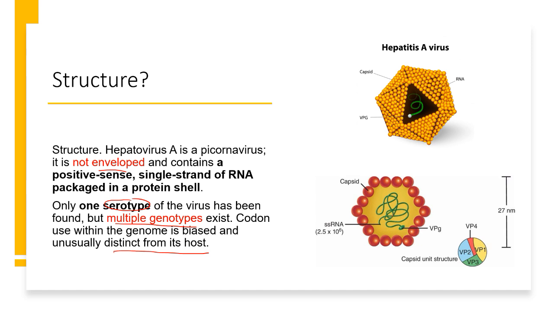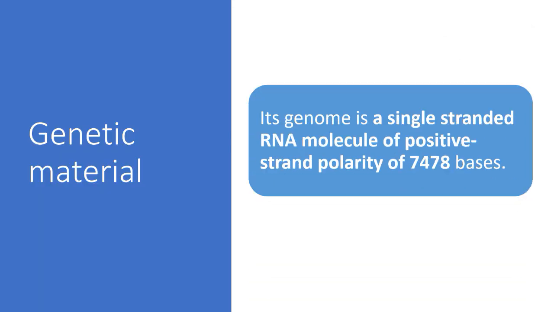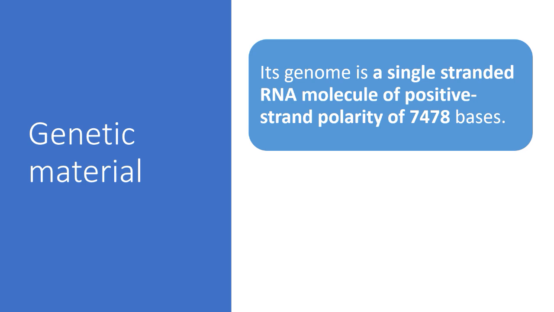You can see the diameter of this capsid is 27 nanometers. So obviously it's a very small virus, and the capsid covers it up properly, and inside of which it has its own genetic material. So what was the genetic material? Again, we've talked about it. It's a single-stranded RNA positive strand.